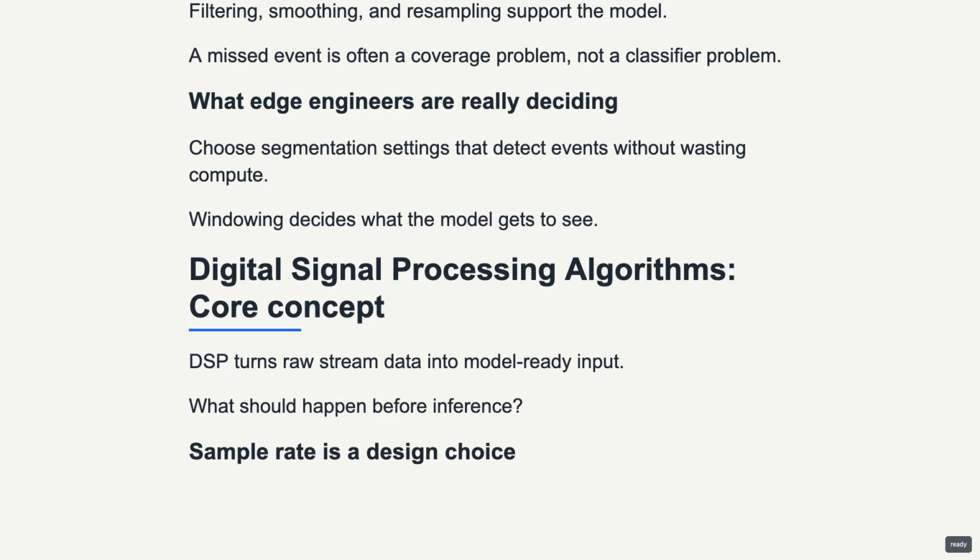Sample rate is not fixed by nature. It is chosen for the job. The right rate depends on how much detail the application needs and how much storage, bandwidth, and compute the device can afford.